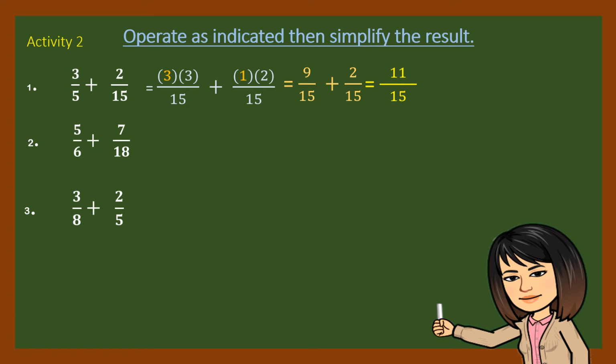Next, for number 2, what is the LCD? The LCD of 6 and 18 is 18. So, divide 18 by 6. The quotient is 3. Then, multiply it to the first numerator, which is 5. Next, the LCD, 18, divided by the second denominator, 18, is equal to 1. Next, multiply it to the second numerator.